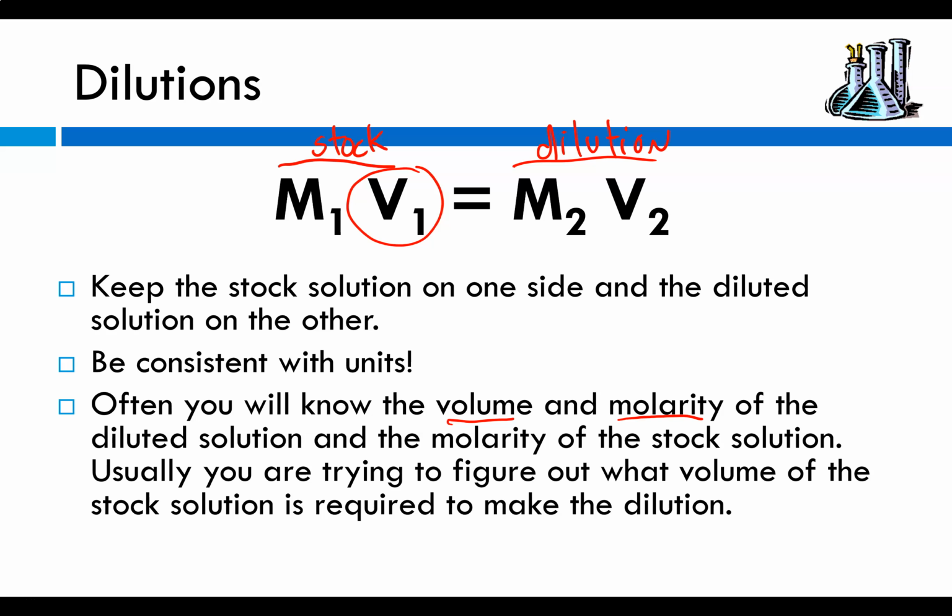My stock solution is too concentrated. I know I need 100 milliliters of 0.1 molar solution. How much stock do I have to measure out to prepare that dilution properly?